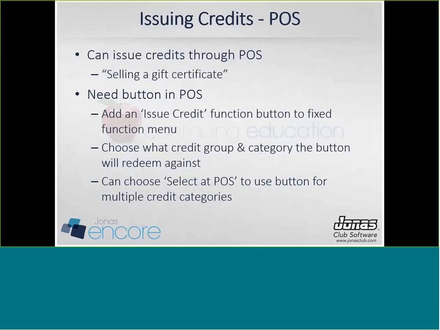The other way that you can issue credits is at point of sale. So you can issue credits through point of sale by selling a gift certificate. This is as if the member comes up to the counter and says, I'd like to buy this gift certificate or gift card or shop credit. It's the same methodology as back of house. It achieves the same result. It's just done at point of sale instead of back of house.